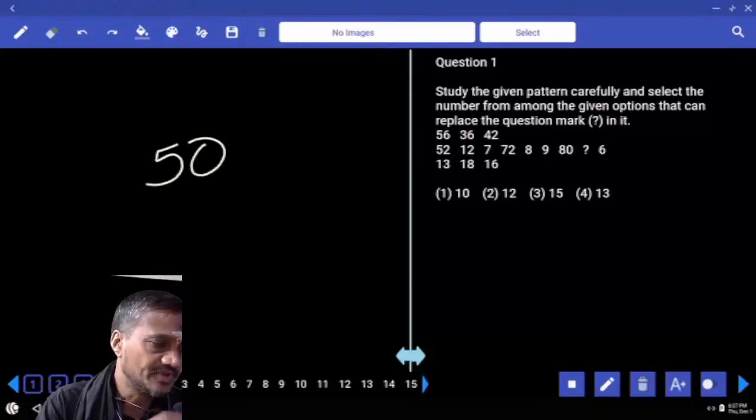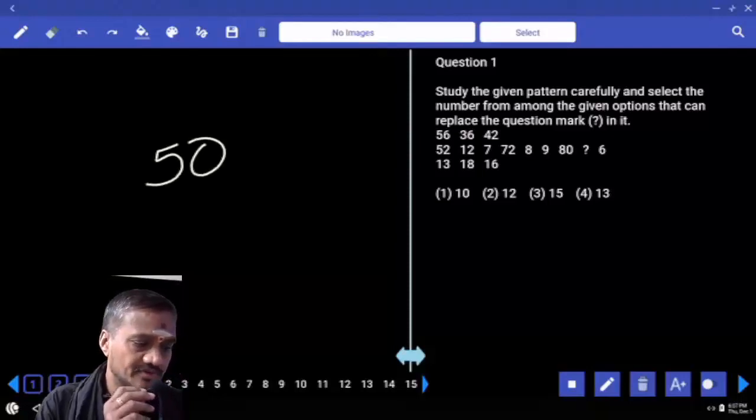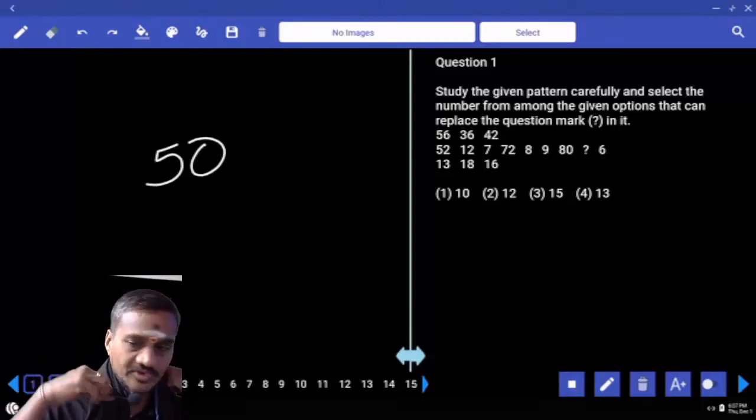Now paper number 15, SSC Tier 1 paper number 15. Now in this region, questions start from question number 1 onwards.